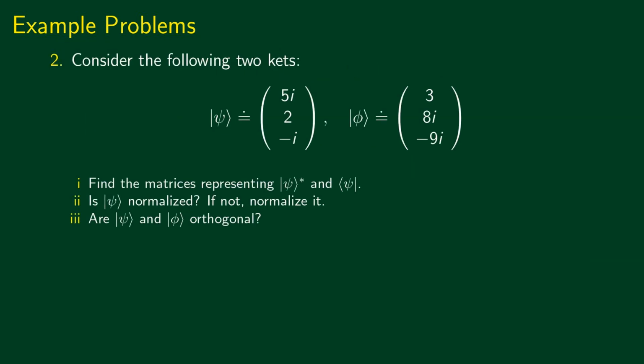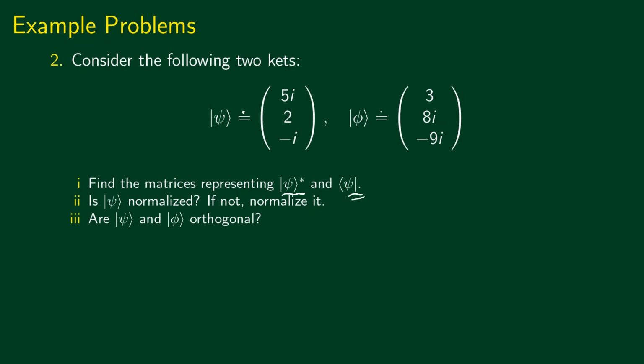This is the second problem. We are given the matrix representations of two kets, ket psi and ket phi. Ket psi is represented by the column matrix with entries 5i, 2, minus i, and ket phi is represented by the column matrix with entries 3, 8i, and minus 9i. Now find the matrices representing ket psi star and bra psi.